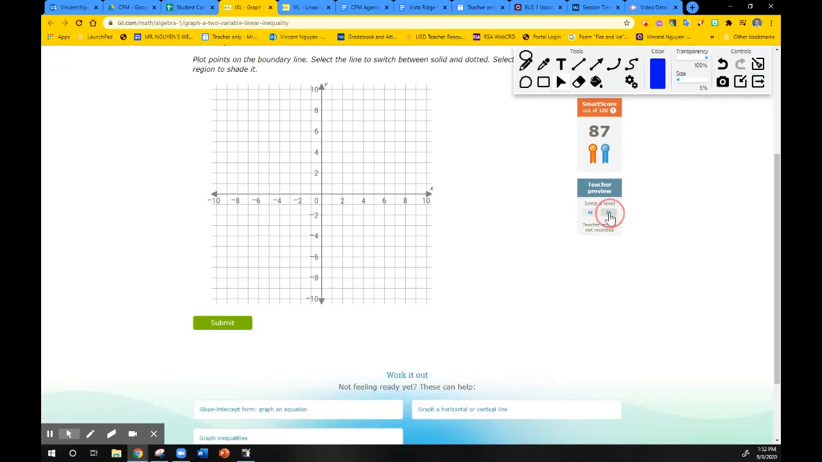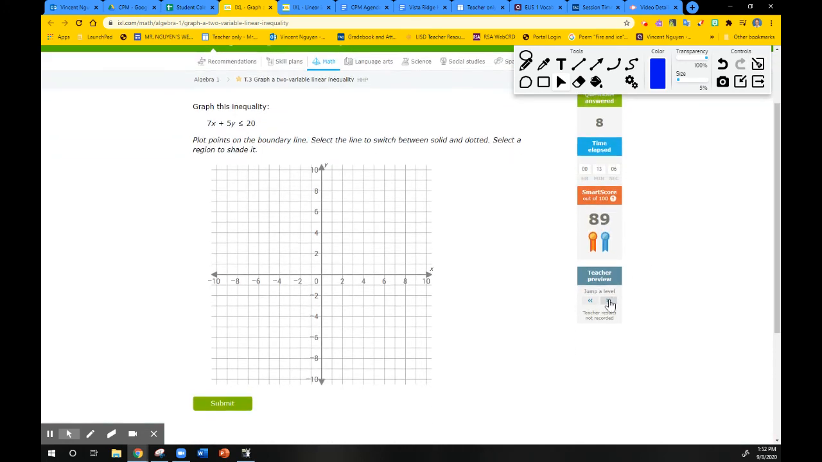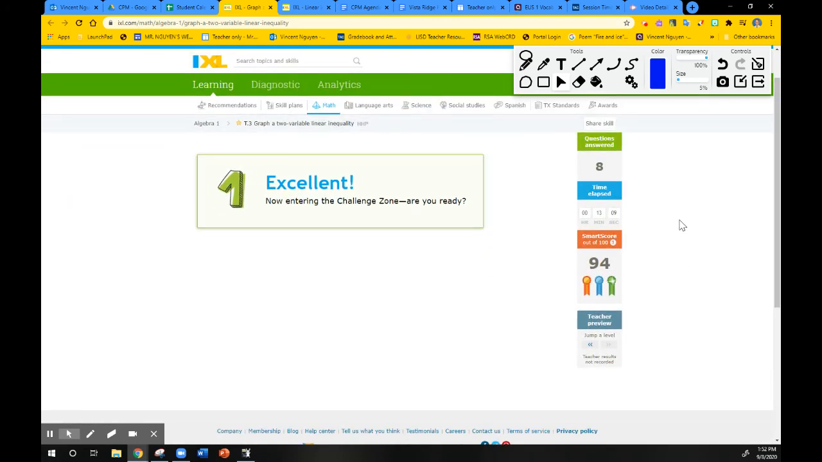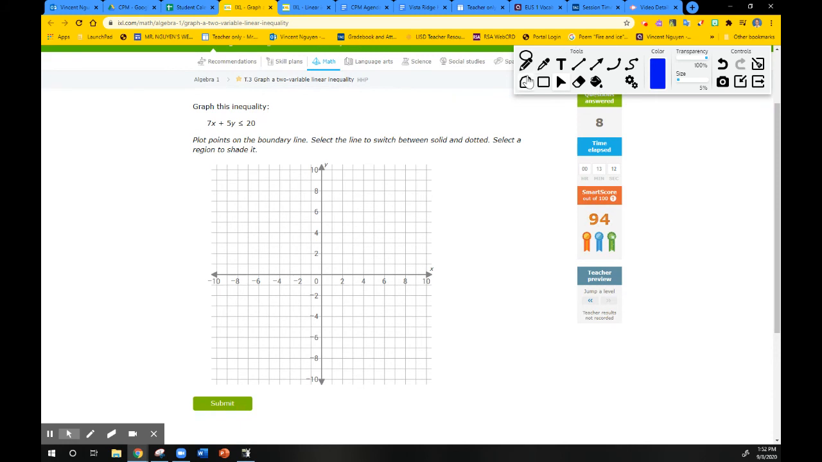Okay. Last problem. I'm going to jump to the challenge zone so I can do one last problem with you guys. All right, so here we go in challenge zone. More than likely, this is in what we call standard form, right? There are certain ways to graph standard form, and one of the ways is by intercepts. But that method is only useful if all of your coefficients, the 7 and the 5, can divide 20. 7 cannot divide 20 very nicely, so graphing by intercept is not the best method here.